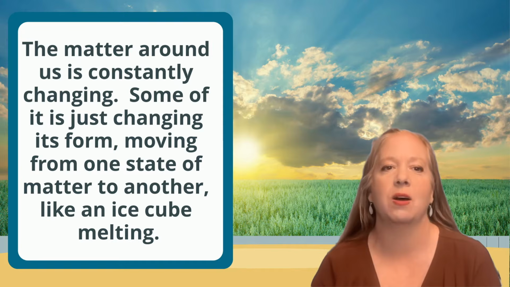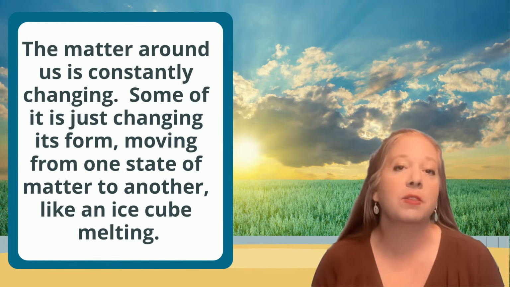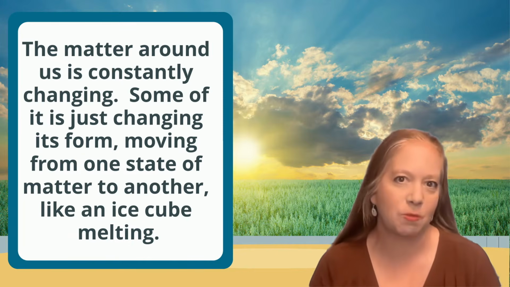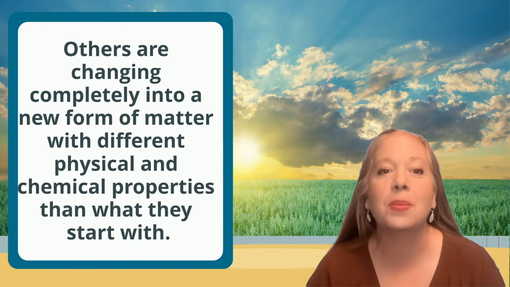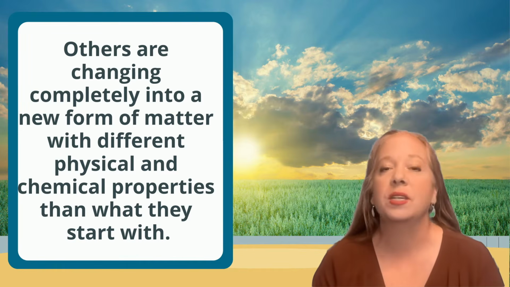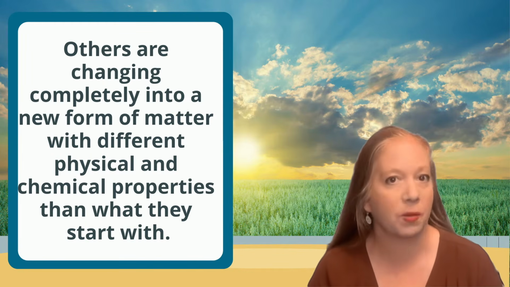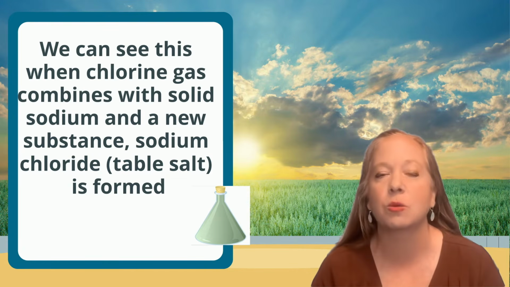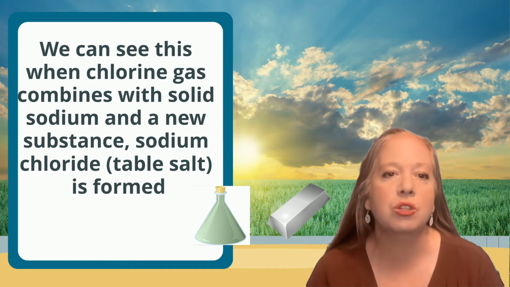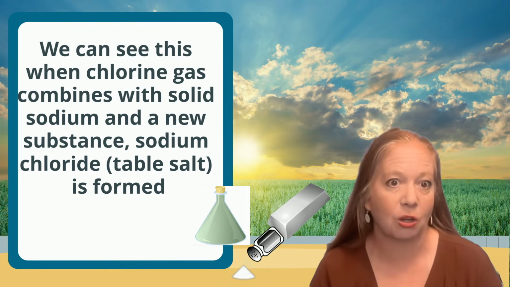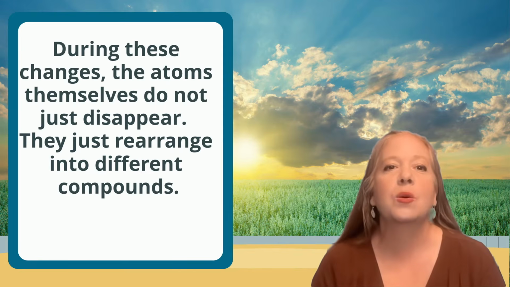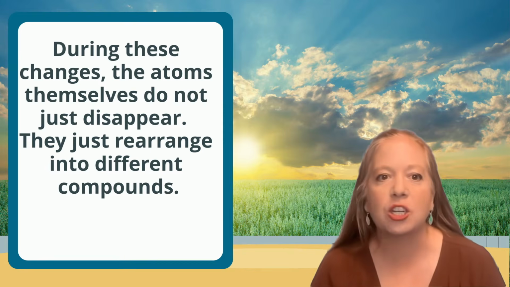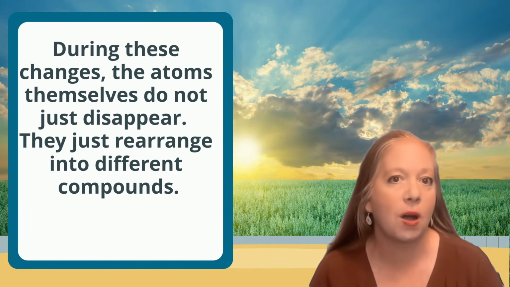The matter around us is constantly changing. Some of it's just changing its form, moving from one state to another, like an ice cube melting. But others are changing completely into a new form of matter, with different physical and chemical properties than what they start with. You can see this when chlorine gas combines with solid sodium, and a new substance, sodium chloride, table salt, is formed. During these changes, the atoms themselves don't just disappear, they just rearrange and form into different compounds.